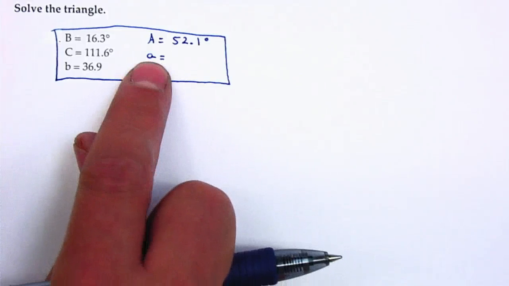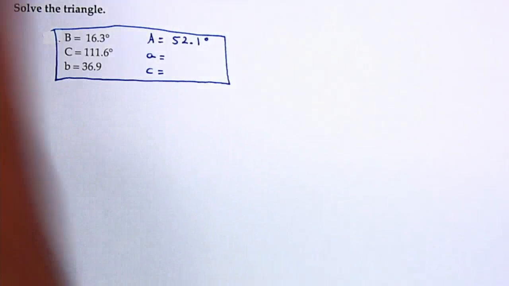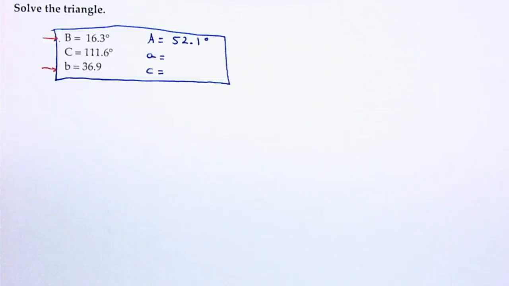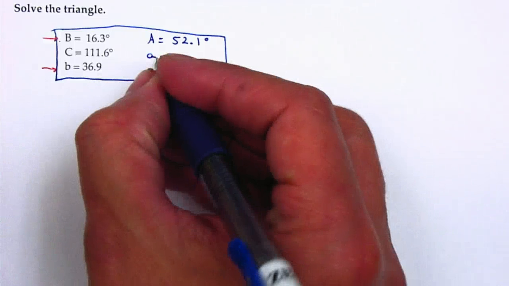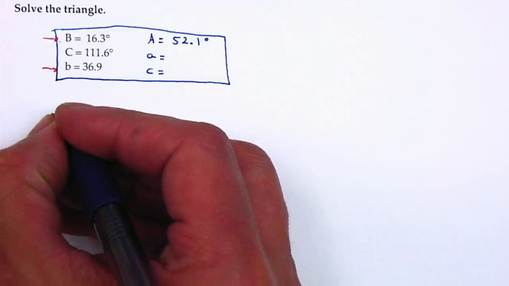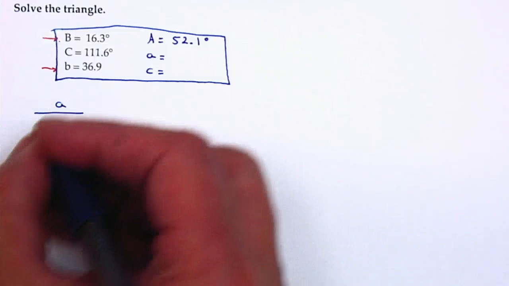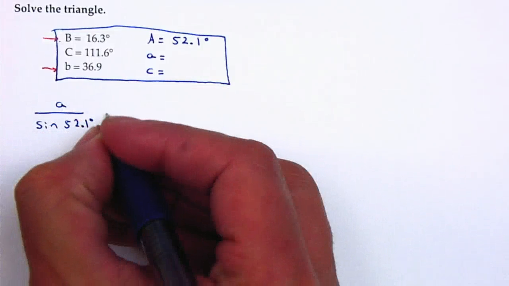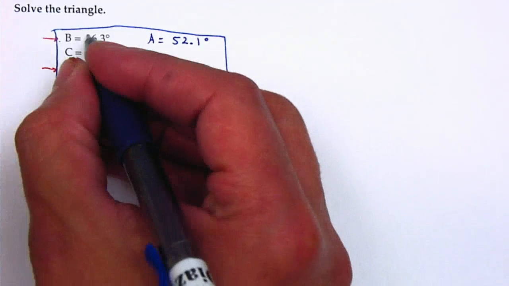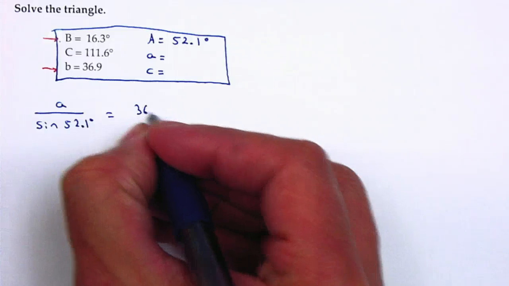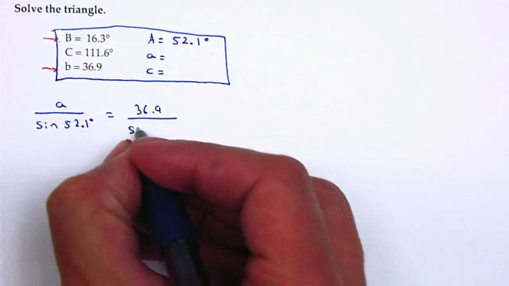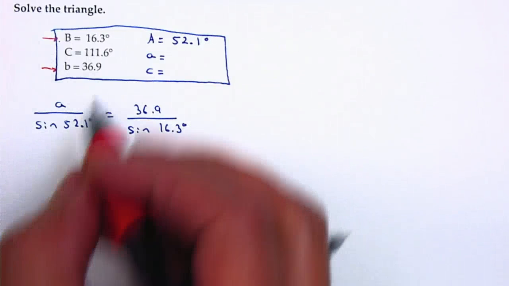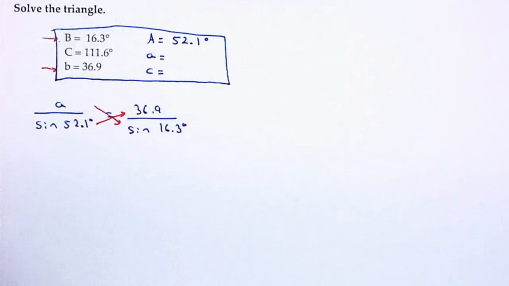Now, to be able to find one of those two sides, since they give me side B and angle B, I'll be able to use the law of sines. Let's go and look for A first. A is what we're looking for, over the sine of A, which is 52.1, equal to, we are going to use B, which is 36.9 over the sine of B, which is 16.3 degrees. I'm going to cross multiply, and I'm going to solve for A.